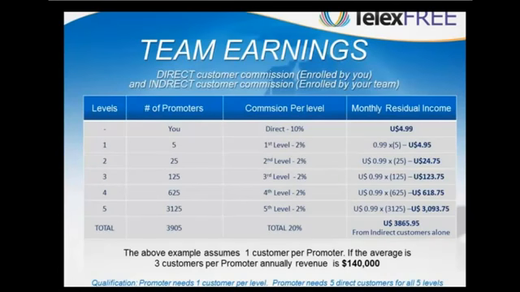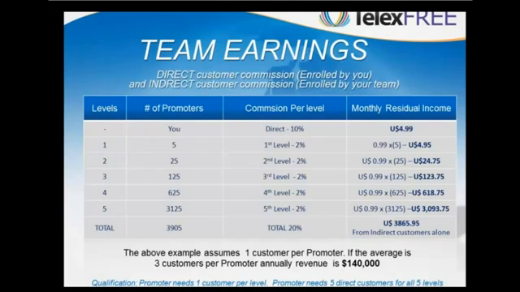Now, in addition to unilevels on your downline, you also have unilevels for the customers that your downline and you sponsor, and this goes down to 5 levels deep. Each time a customer renews their TelexFREE monthly subscription, if they're direct to you, you get a 10% commission, which is $4.99, and if they're anywhere in your downline 5 levels deep under that, you'll receive 99 cents each time they renew their customer subscription.